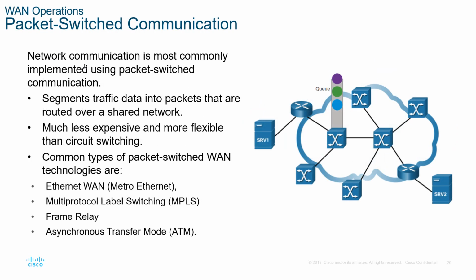However, modern day technology will use what's known as packet switch communication or packet switch topology. And this can change. Each packet can actually go a different path. They will segment traffic into multiple packets and they will use a shared network. It's less expensive, way more flexible, and again, common types of packet technology are things like Metro E, MPLS, or older technologies like frame relay or ATM. This is the common, more modern way of doing communication over WAN technology. Most ISPs will use some form of packet switching technology.